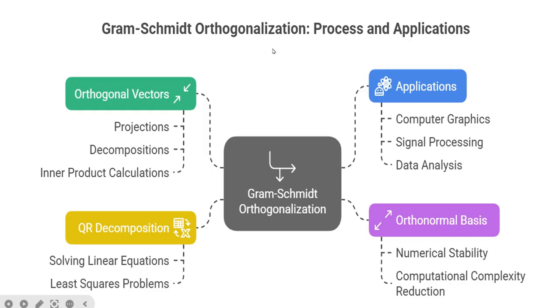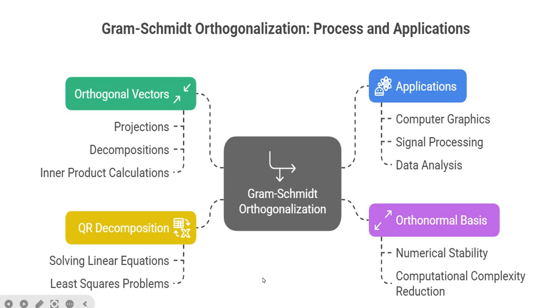The Gram-Schmidt orthogonalization procedure is a method used in linear algebra in order to transform a set of linearly independent vectors into an orthogonal or orthonormal set. This transformation is important because working with orthogonal vectors will simplify many mathematical operations such as projections, decompositions and inner product calculations.